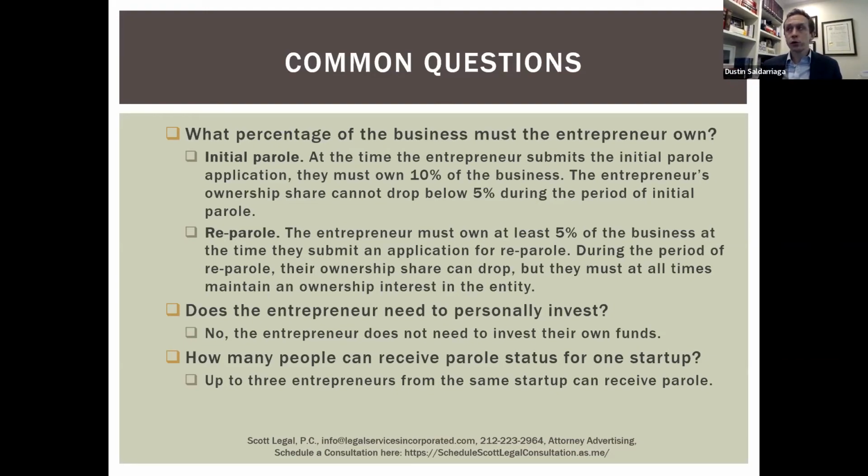Does the entrepreneur need to personally invest their funds? The answer is no, and this is part of the reason why IEP is attractive as opposed to the E2, which does require some amount of investment, typically around $100,000, though could be less depending on the application, and the EB5, which has a significantly higher investment amount of at least $800,000. So IEP does not require that the entrepreneur invest any of their own money. It can all be from qualified investors, such as venture capital firms, startup accelerators, the government, etc. How many people can receive parole for one startup? Up to 3 entrepreneurs can receive parole for a given startup.